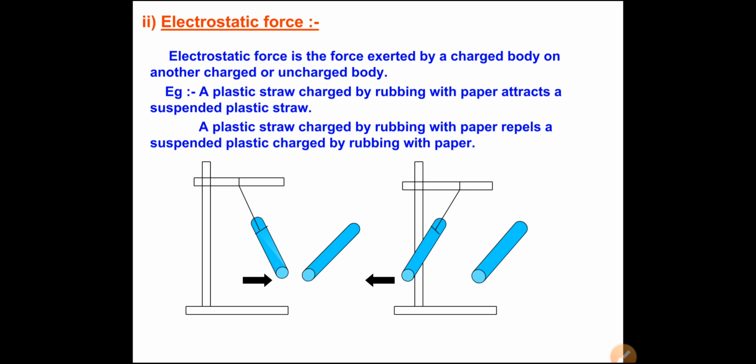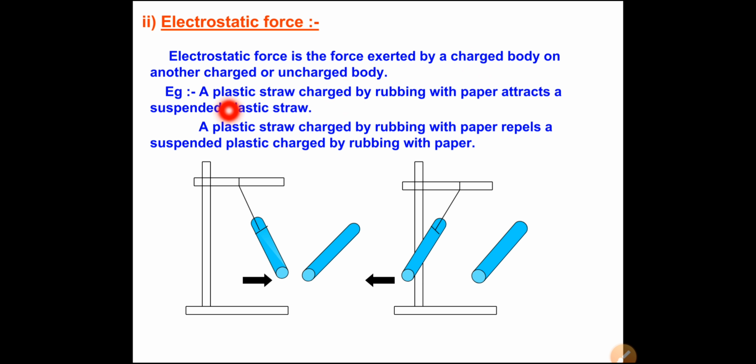Now, electrostatic force. So what is the electrostatic force? You can see here, electrostatic force is the force exerted by a charged body on another charged body. If you see here, this body is not charged, but this body is charged. So the electrostatic force is nothing but the force exerted by a charged body on another charged body or uncharged body. Now how can we make a charged body?